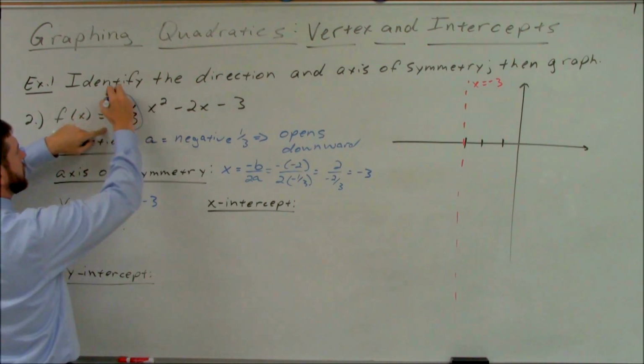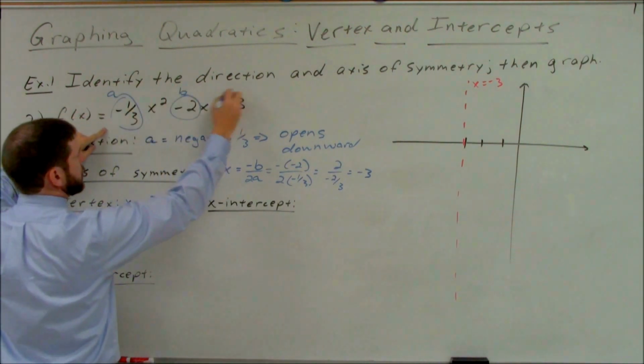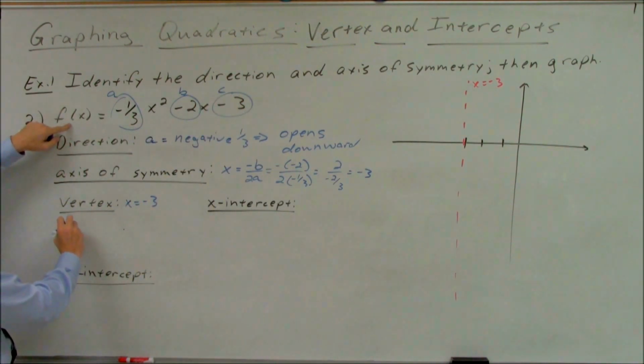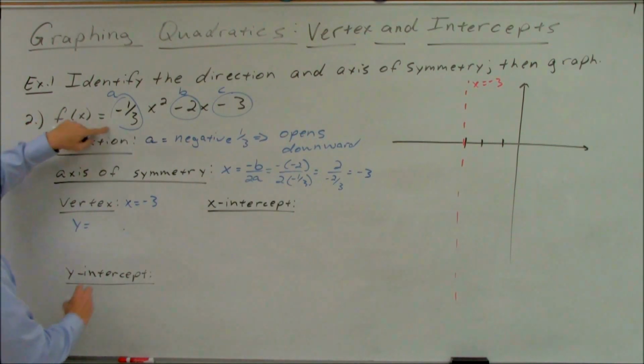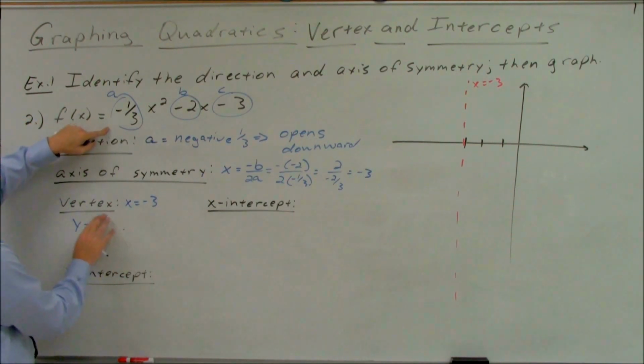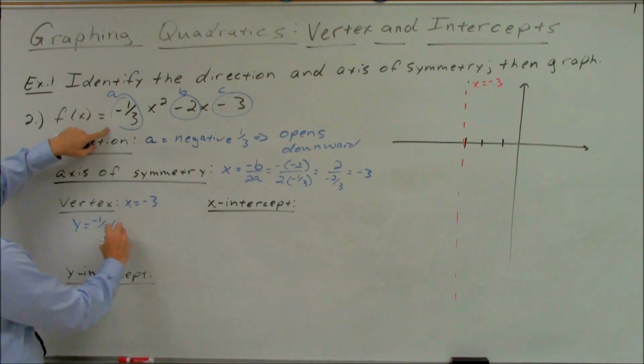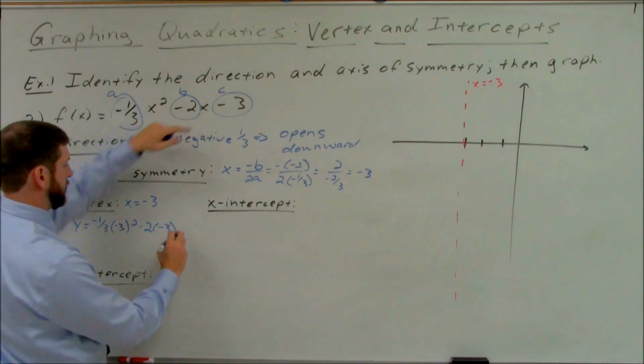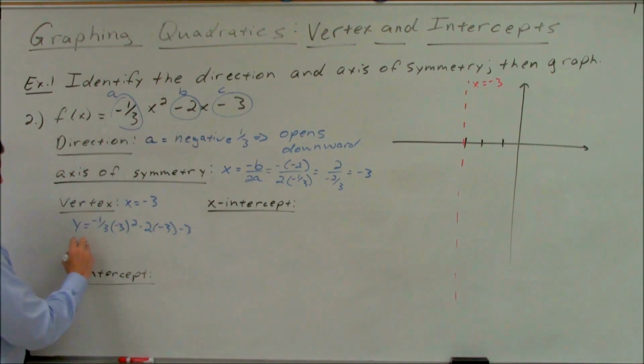Oh, forgot to label. There's a, b, c. So I'm going to take y equals negative 1/3 times x, which is negative 3 squared, minus 2 times negative 3, minus 3. Go on through, make sure you do your order of operations. You're going to do your 3 squared before you multiply by negative 1/3. So that's 9 times, sorry, times negative 1/3.